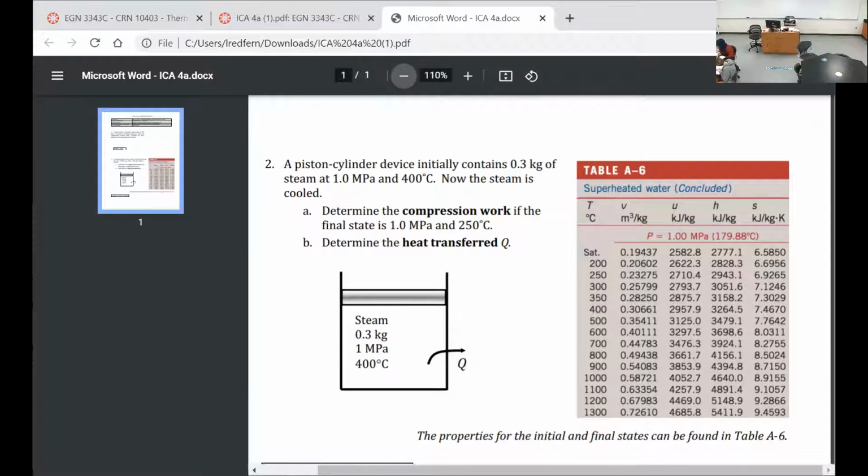To get your boundary work, it's the same equation that we did here. This equation, and then you pull out mass to get a specific volume, right? But this is only for work. So for part A, you're going to do work, and then for part B, you need to include that whole energy equation. But part A is very similar to part number one.